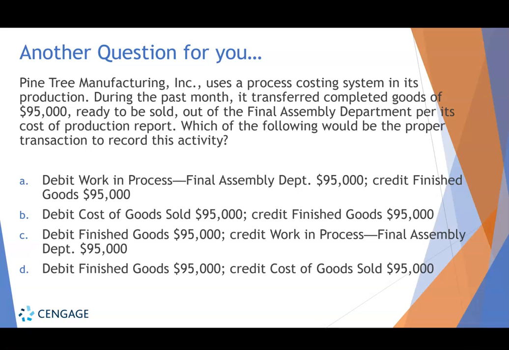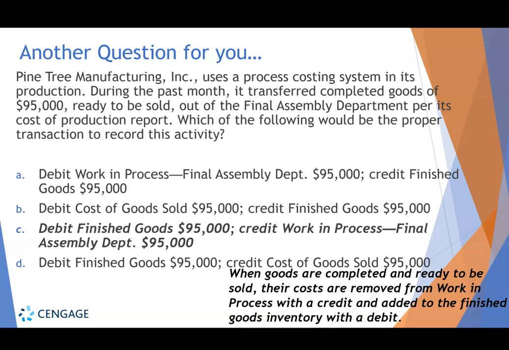Would we debit our work in process final assembly and credit our finished goods? Would we debit our cost of goods sold and credit finished goods? Would we debit our finished goods and credit our work in process final assembly? Yes, of course we would, because we're getting it out of final assembly and putting it into finished goods. Okay? When goods are completed and ready to be sold, they get removed from the work in process with a credit, and they get added to the finished goods inventory with a debit.